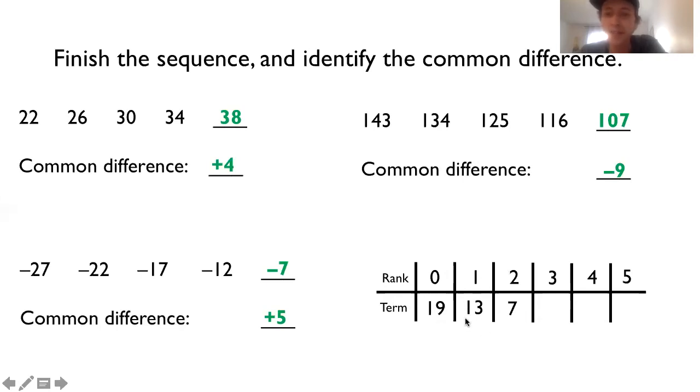So 19, 13, 7. The next number in this sequence would be 1. We're going down by 6 every time. That is the common difference, minus 6. So minus 5 would be the next number. And then if we subtract 6 again, we get to negative 11.